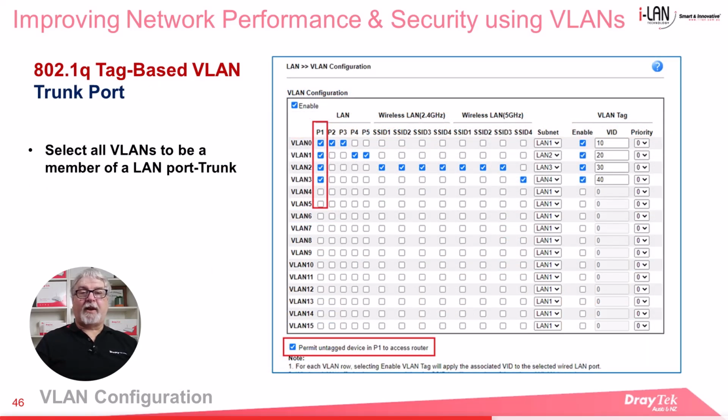Next, for tag-based VLANs, we need to set up the 802.1q trunk port. In DrayOS routers, select all the VLANs and assign them to the same LAN port. In the example here, we've assigned all the VLANs to P1, so port 1 will be our trunk port that we'll connect a cable into to run to the switch.